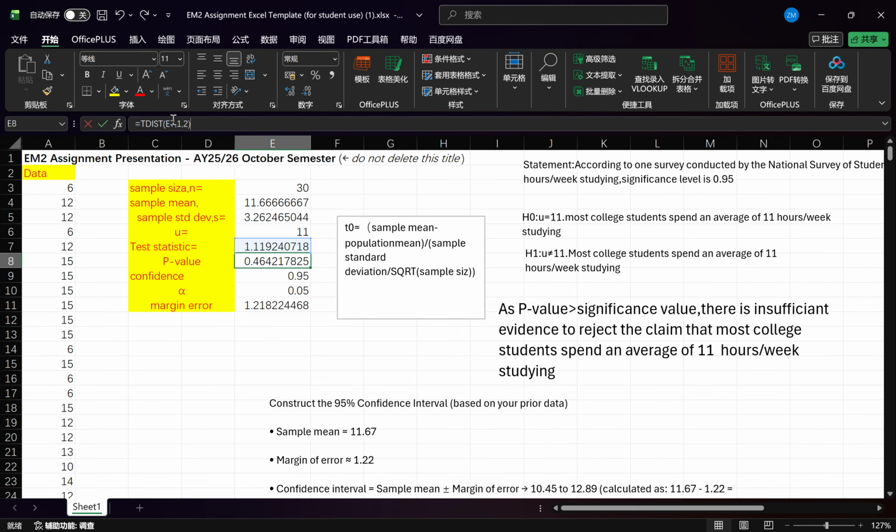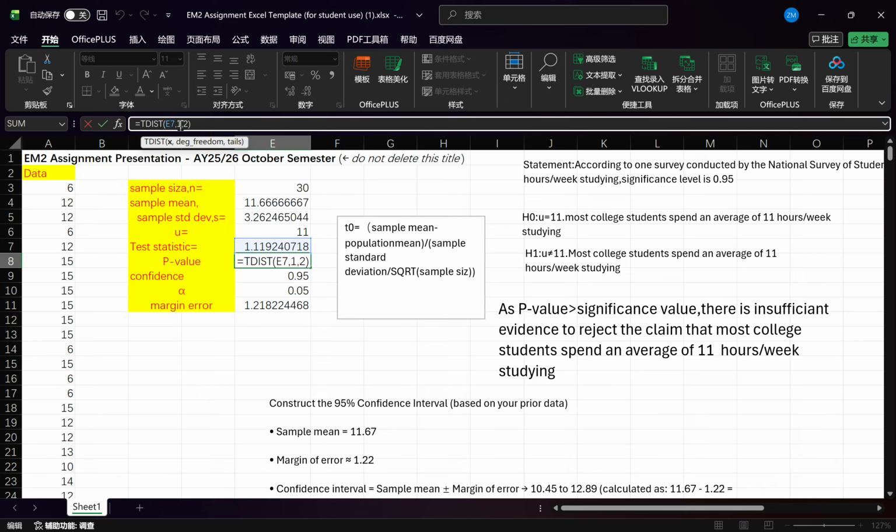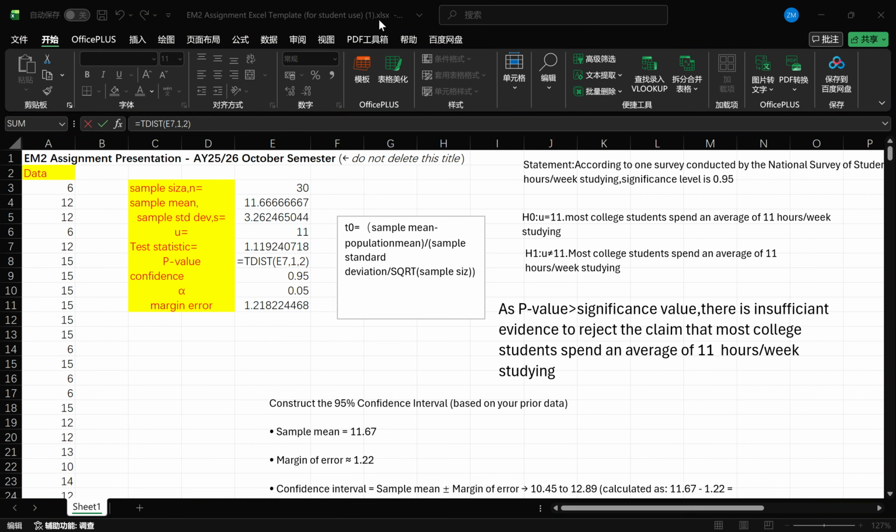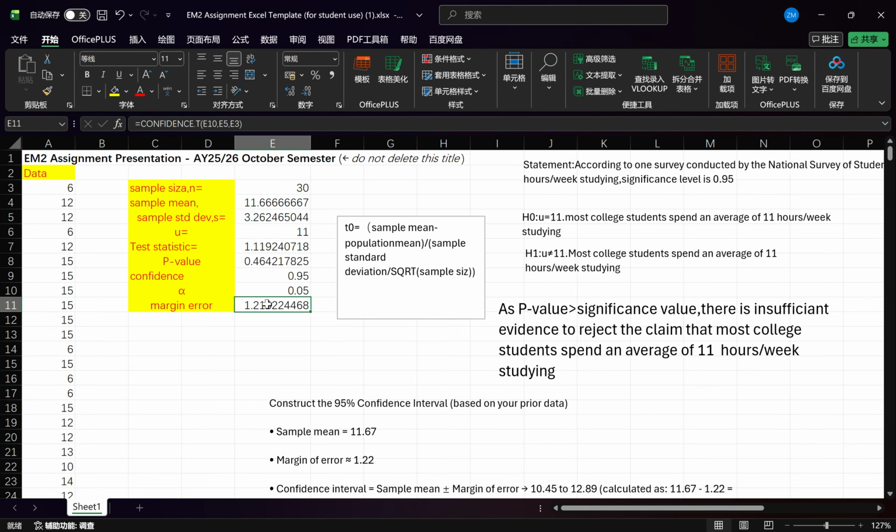The first value in the bracket is the t0, and the second value is the degrees of freedom. The third value is the number of tails. Since we use the two-tailed test in this case, the third value is 2. Then we use the CONFIDENCE.T formula to calculate the margin of error.